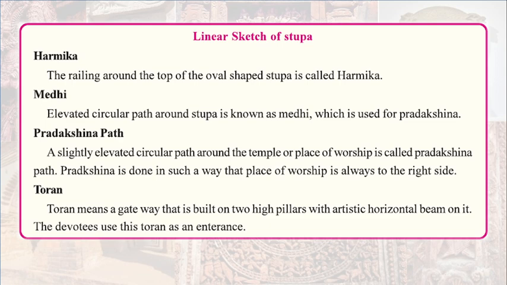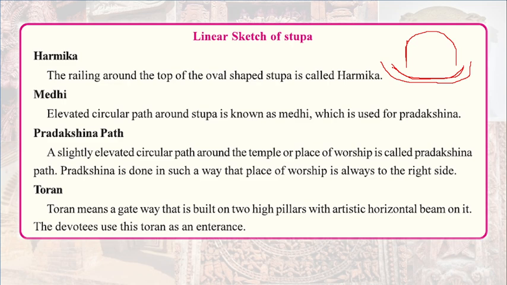Second, we have Medhi. What is Medhi? Medhi is an elevated circular path around the stupa. It is used for pradakshina. Between the oval shape where the ashes of Lord Buddha are kept and the railing, here is the circular path. This circular path is used for pradakshina, and this circular path is known as Medhi.